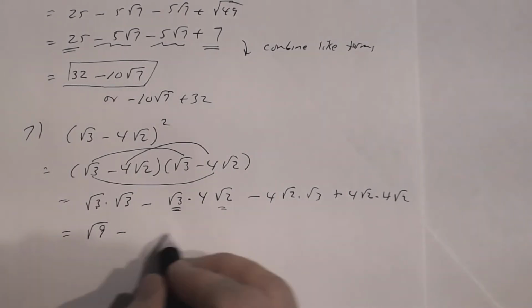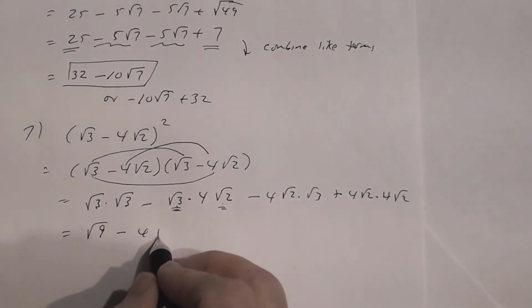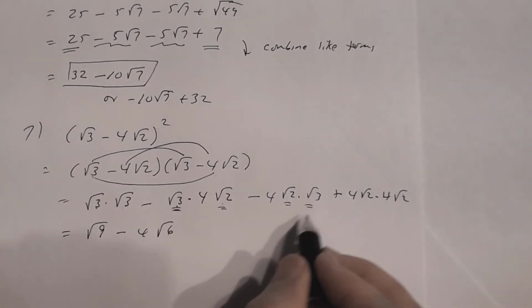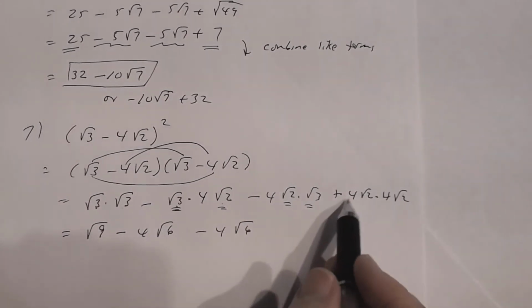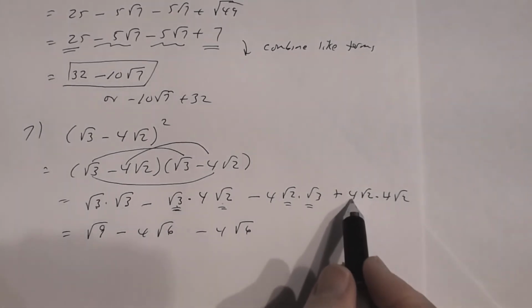So it's going to be 4, and then square root of 3 times the square root of 2 is the square root of 6. Same thing here, square root of 2 times the square root of 3, so I have minus 4 square root of 6. And then over here, see how you have these 4 factors, 4 square root of 2, 4 square root of 2? Let's do the 4s first.